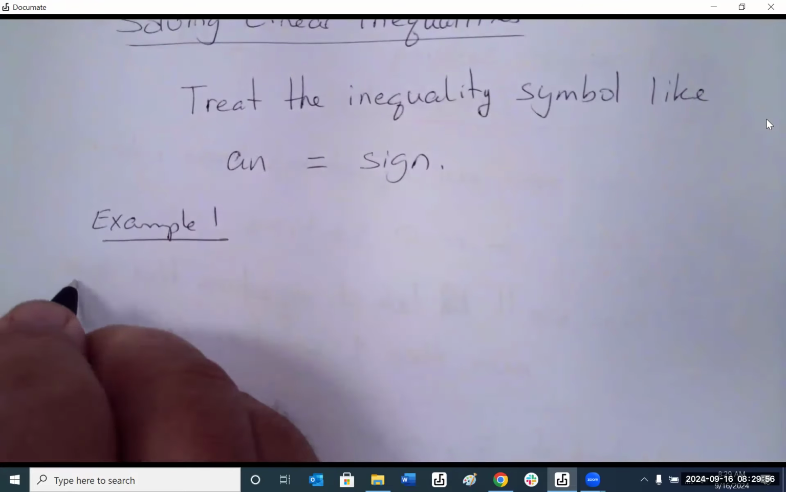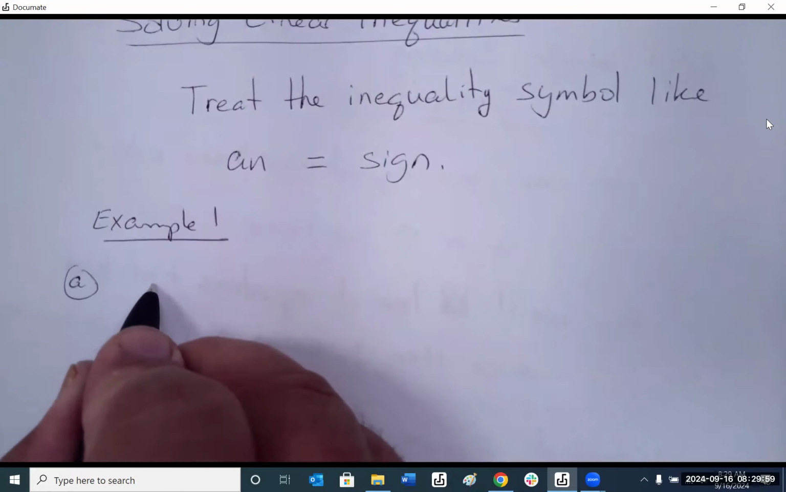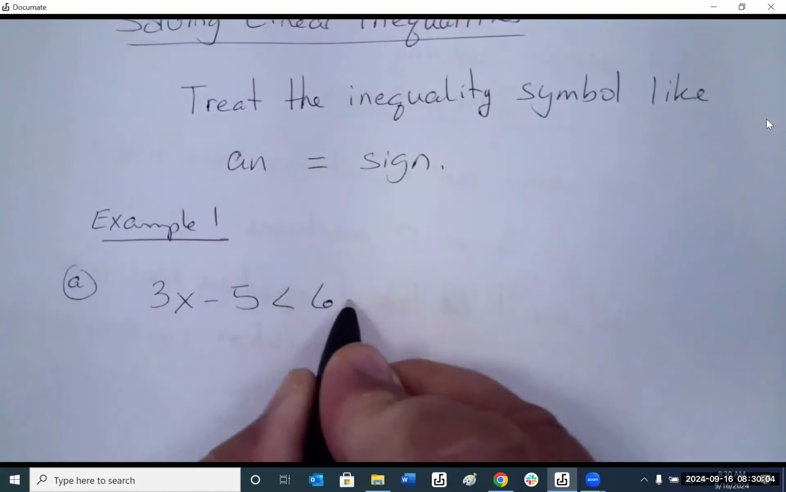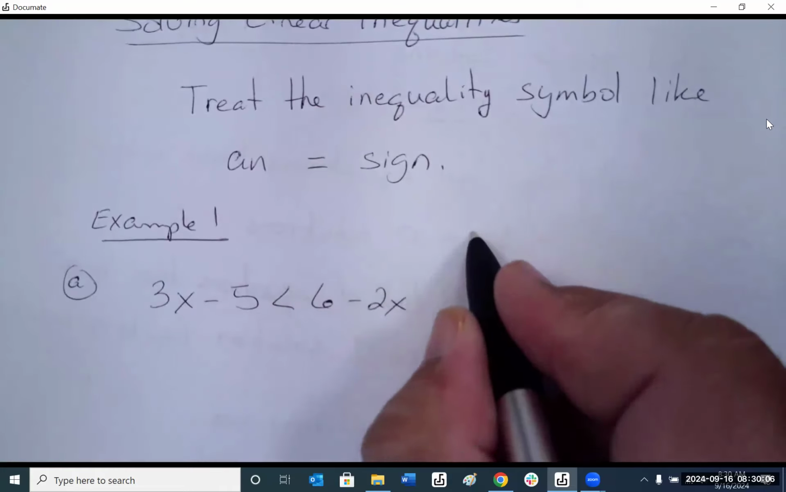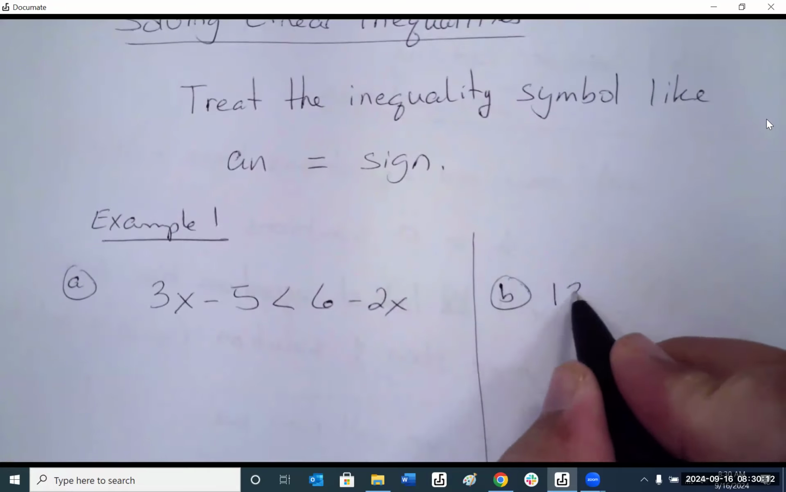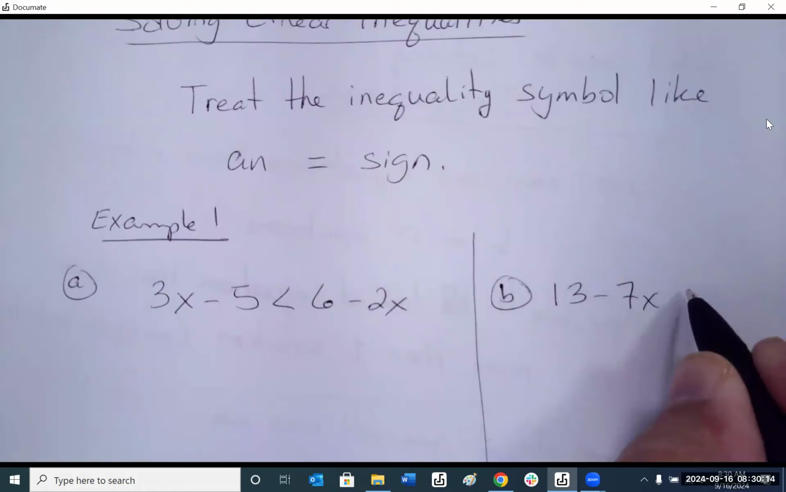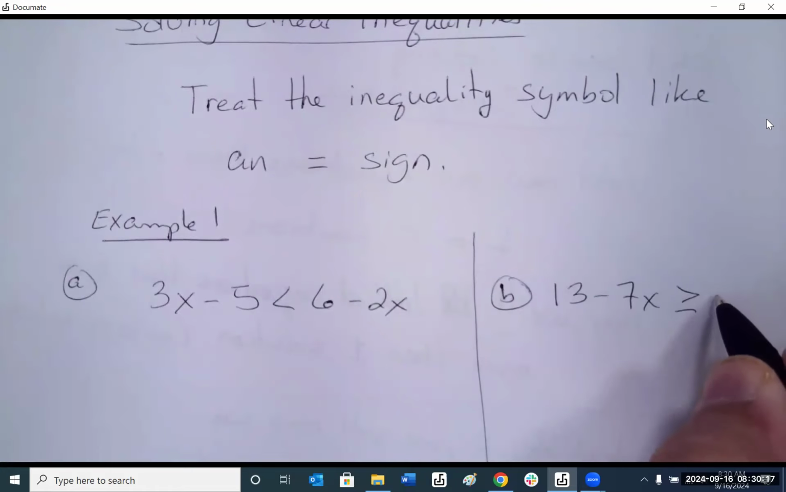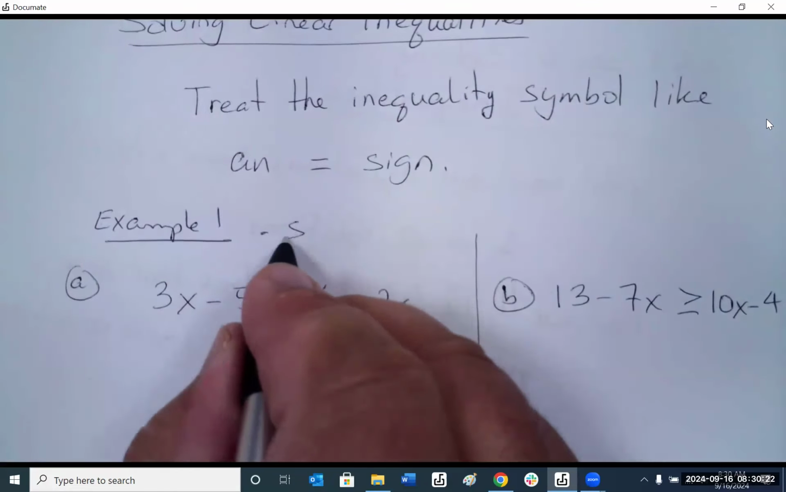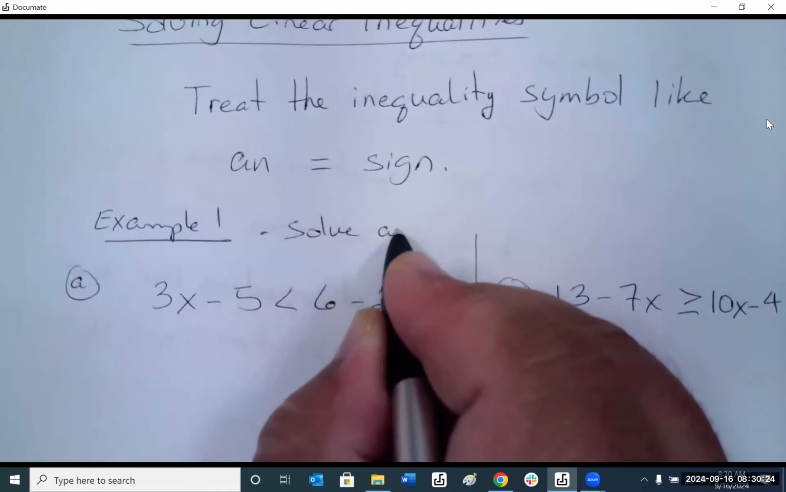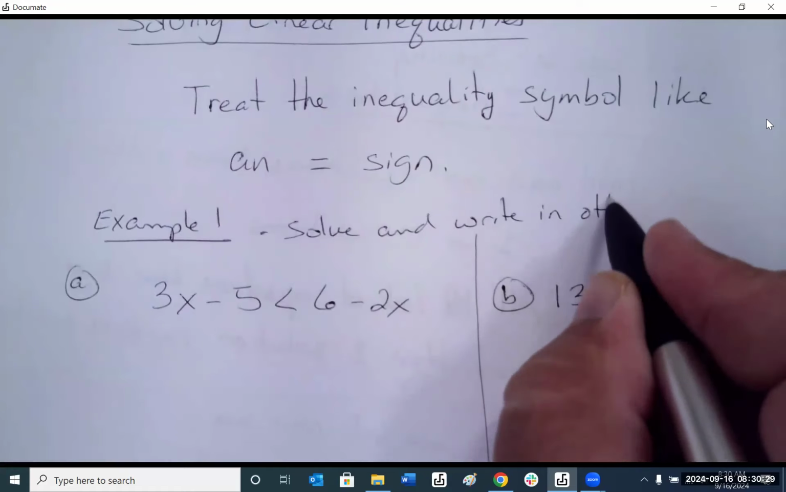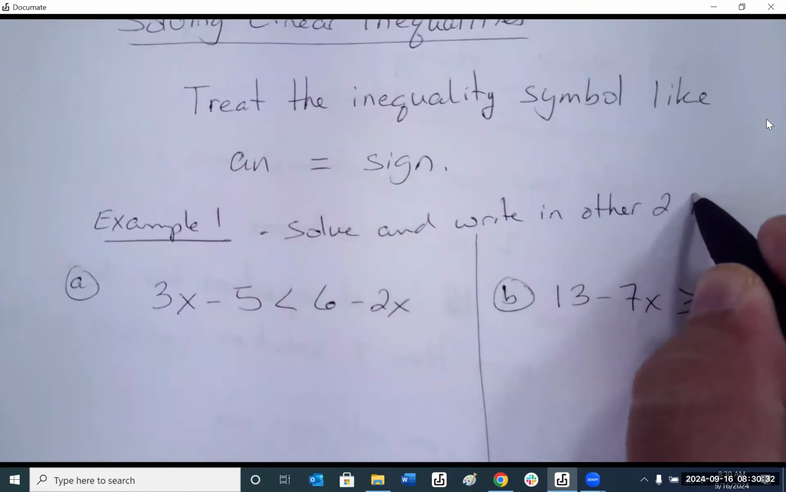Example 1A: 3x minus 5 is less than 6 minus 2x. And B: 13 minus 7x is greater than or equal to 10x minus 4. Solve and write in the other two forms.